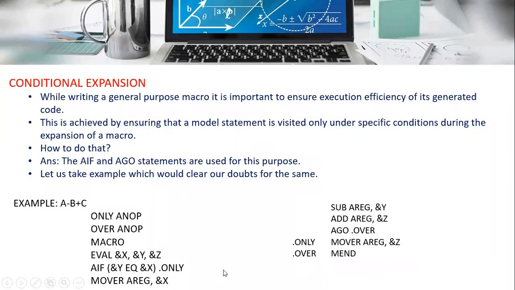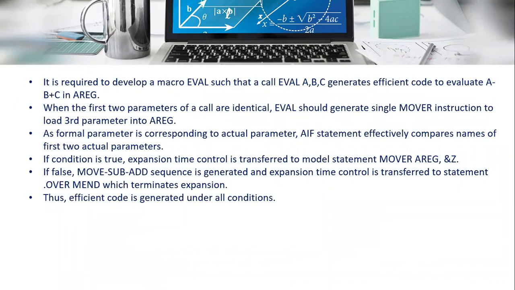That is nothing but we expand the particular macro according to the specific condition. If the condition is satisfied, then we expand the given statement. Otherwise, we expand the other type of statement. That is the conditional expansion in case of macro expansion. This can be considered as an explanation of that particular example. Okay, under all conditions where it will be satisfied.